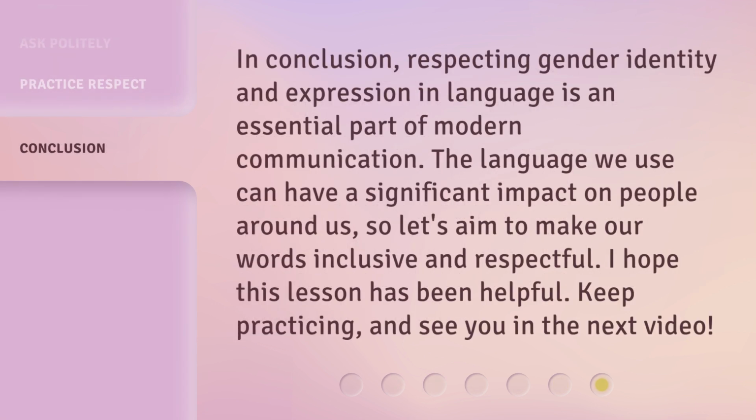In conclusion, respecting gender identity and expression in language is an essential part of modern communication. The language we use can have a significant impact on people around us, so let's aim to make our words inclusive and respectful. I hope this lesson has been helpful.